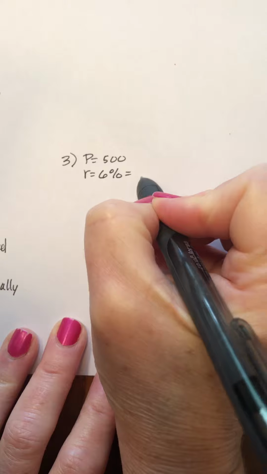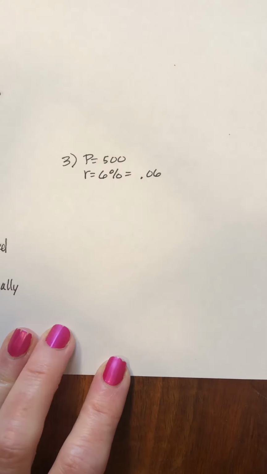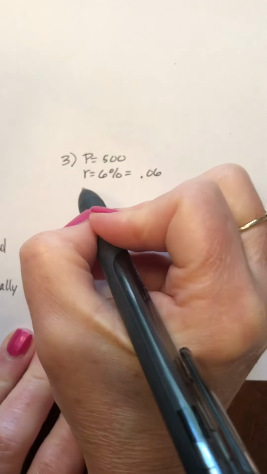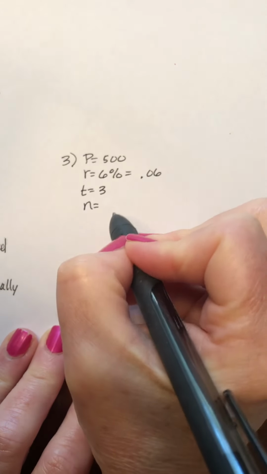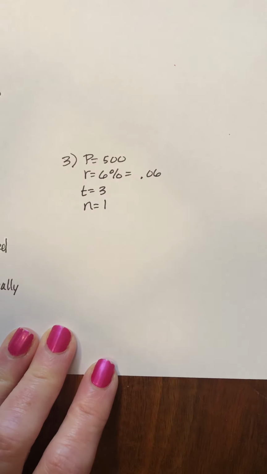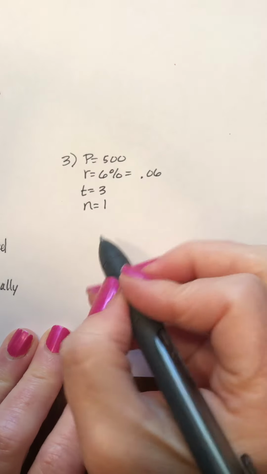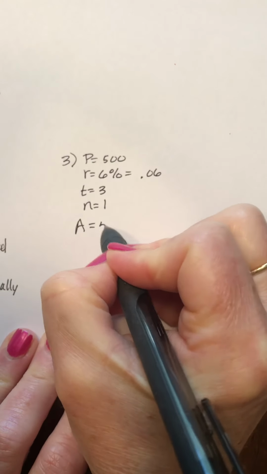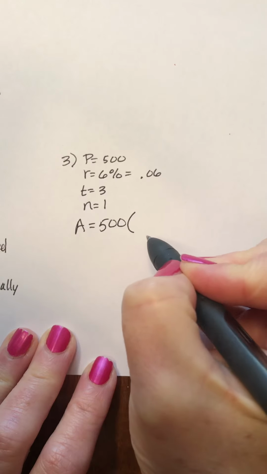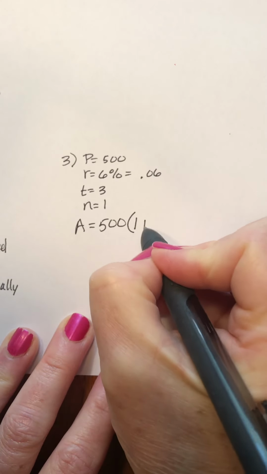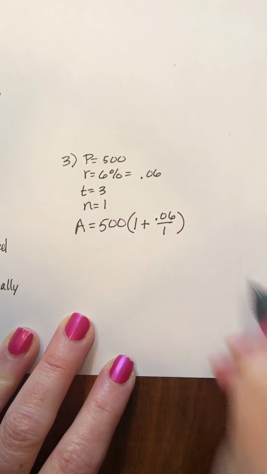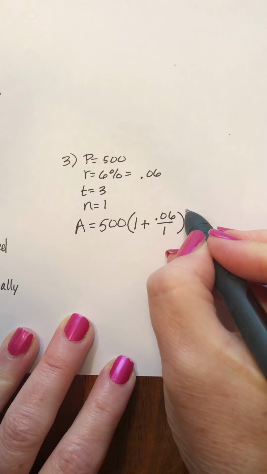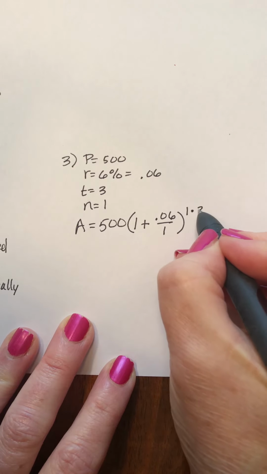So again, I'm going to change that to a decimal point, 0.06. And then we're going to have 3 years, but it's compounded yearly. That means n is 1. And so what we're going to do is substitute 500 for P, 1 plus, and now we're going to have 0.06 divided by 1, like that. And then the exponent is going to be 1 times 3.